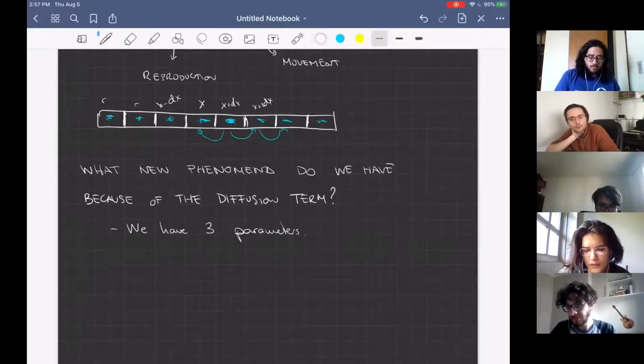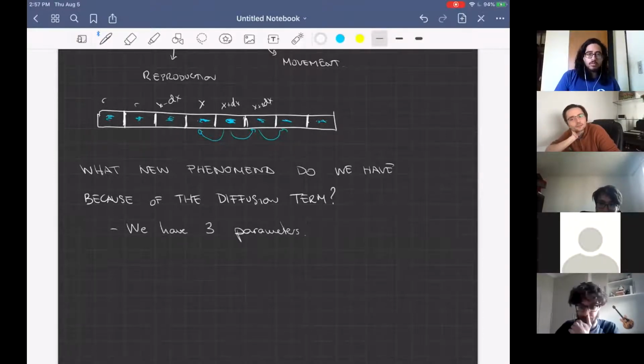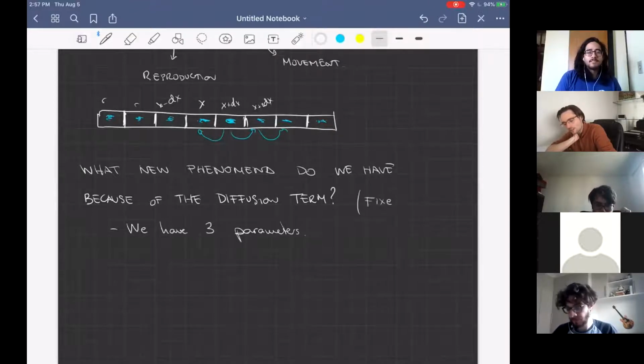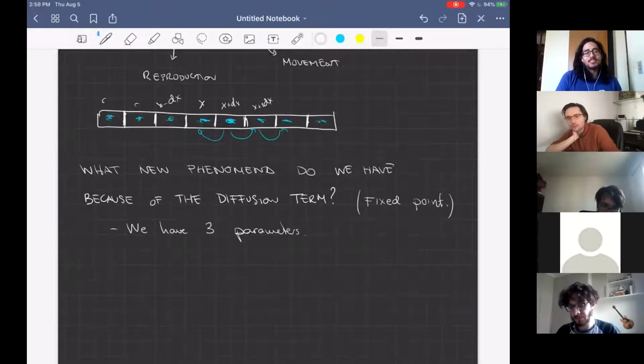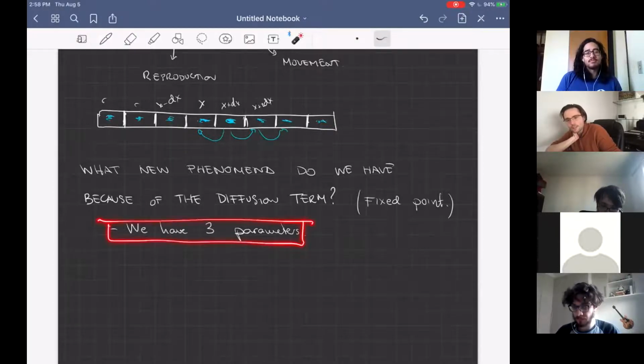So we have three parameters. Yes. Maybe fixed points. Yes, fixed points is definitely one of the things we are going to do. Actually, it's the second thing that we are going to do. But before we try to find the fixed points, I am giving some hint here. I'm saying that we have three parameters in this equation.